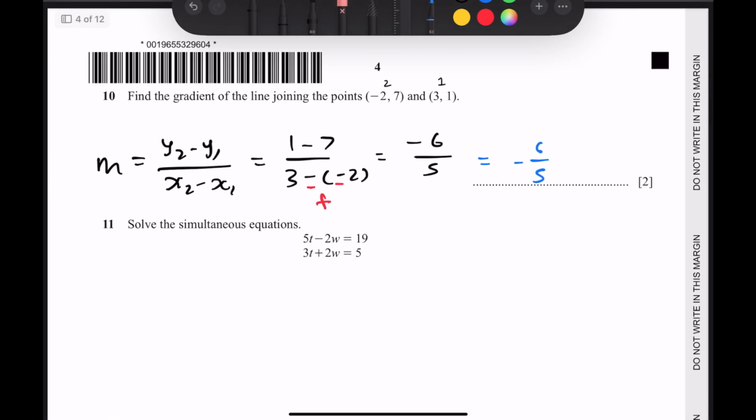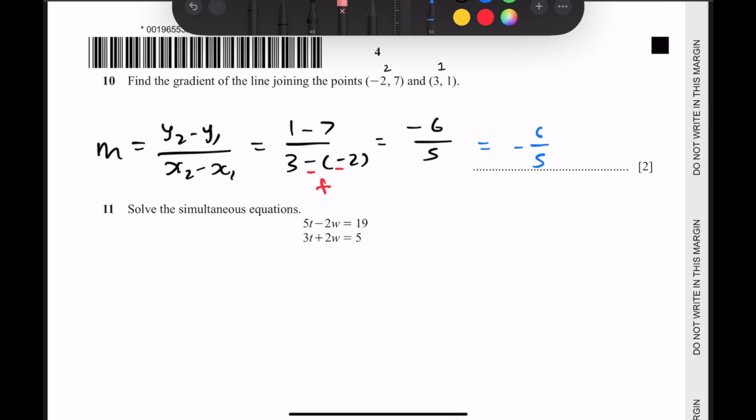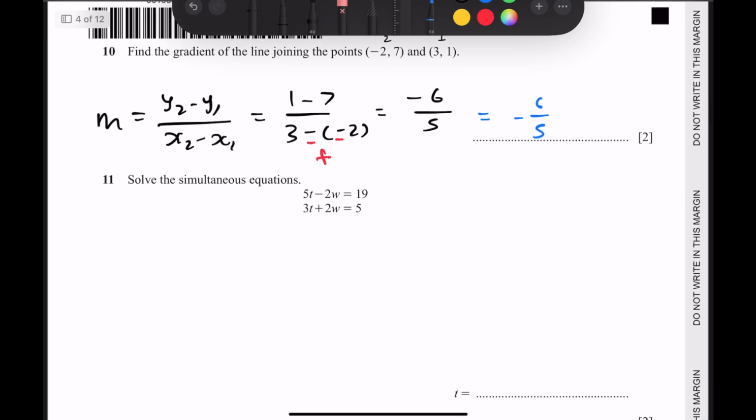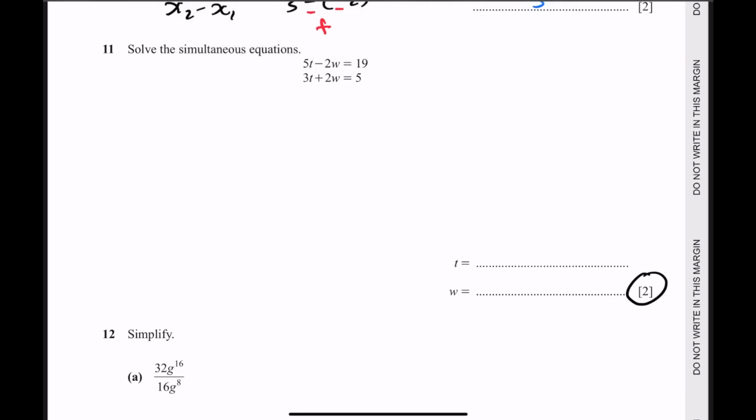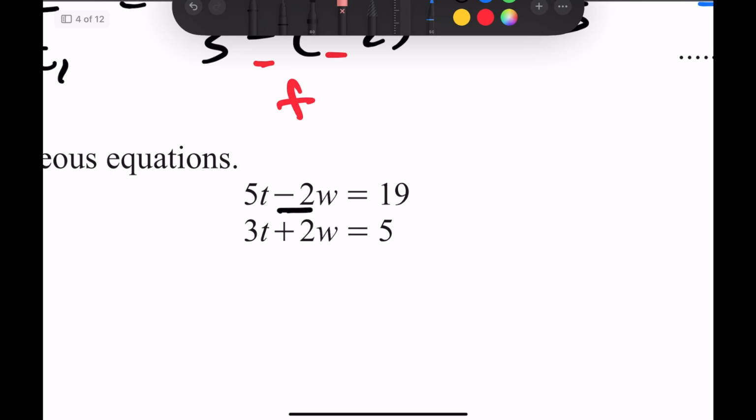Question 11 says to solve the simultaneous equations, 5t minus 2w is equal to 19 and 3t plus 2w is equal to 5. Since the question is only 2 marks, this means that you have to try to think about the answer creatively. As we can see, the coefficients of w are the same, i.e. -2 and +2, which means that if we add these two equations together, 5t plus 3t is equal to 8t, minus 2w plus 2w is equal to 0w, is equal to 19 plus 5, which is 24.